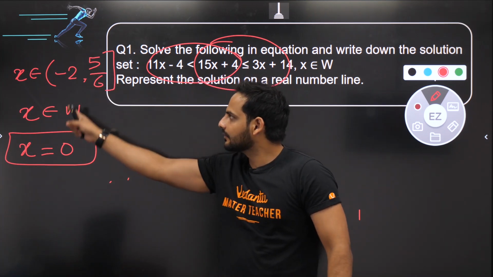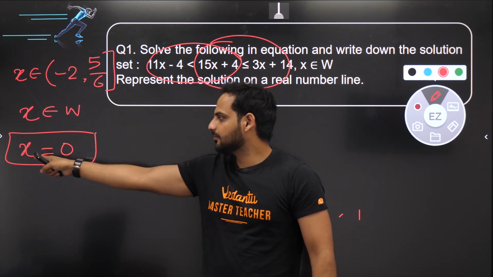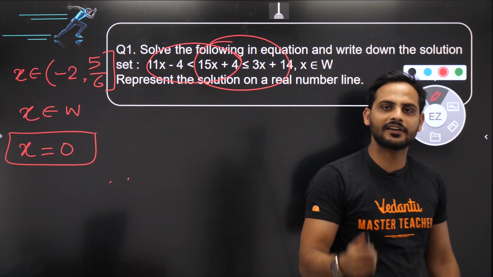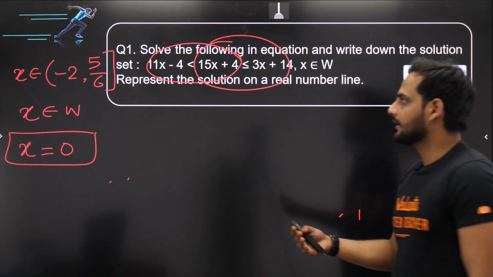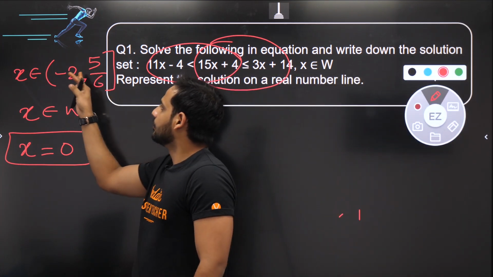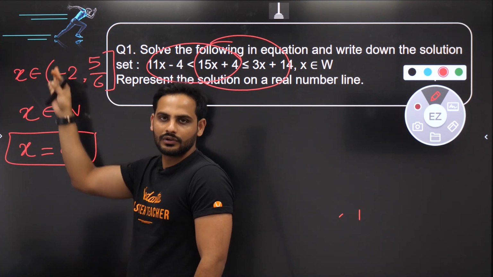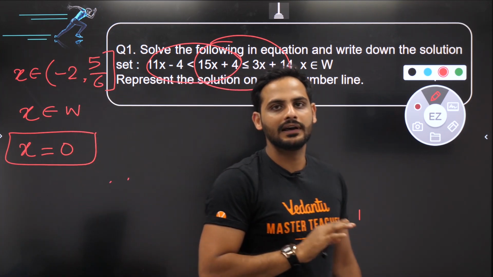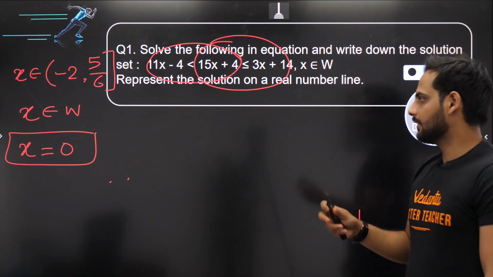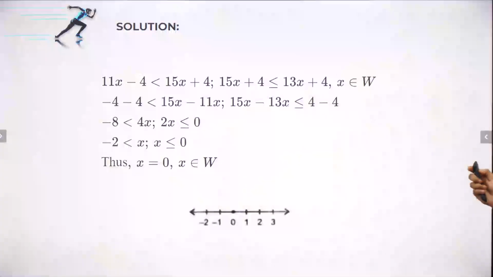So the intersection of these two sets will give me x equal to 0, because that is the only possible case here. In this whole set, only 0 is a whole number. Other than that, there is no whole number possible. So the value of x is equal to 0. Okay, let's move to the next question.